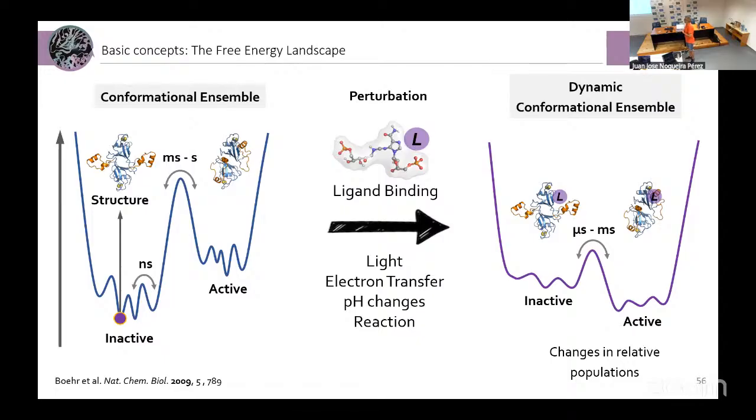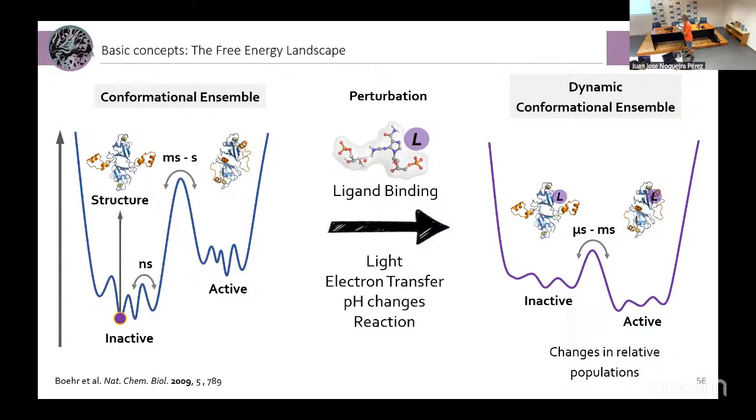I was talking about ligand binding, but also, why not light? Why not a redox electron transfer process? Changes in the pH, or a chemical reaction. A product binds, the conformation of the protein changes, so we redistribute these populations, a reaction takes place, and the protein opens again, right? So we have a dynamic conformational ensemble, in the sense that this conformational ensemble of the protein, this free energy landscape, can be modulated by these perturbations.